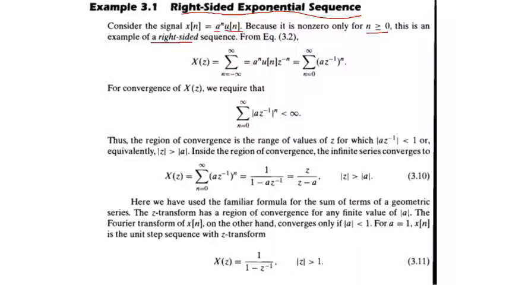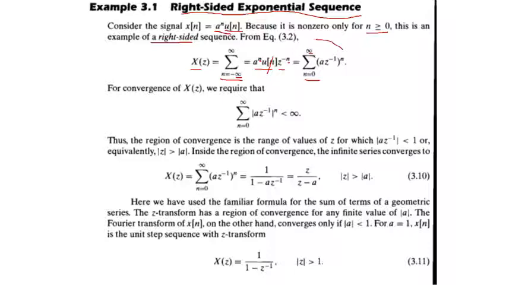So using the formula of the Z transform, we know that X of Z is equal to the summation from minus infinity to infinity of x of n, z raised to power minus n. So x of n is this signal, a raised to power n, u of n, z raised to power minus n. Then we can remove this u of n and change the limit from 0 to infinity, because u of n is defined from 0 to infinity. And then we can take the power n common.